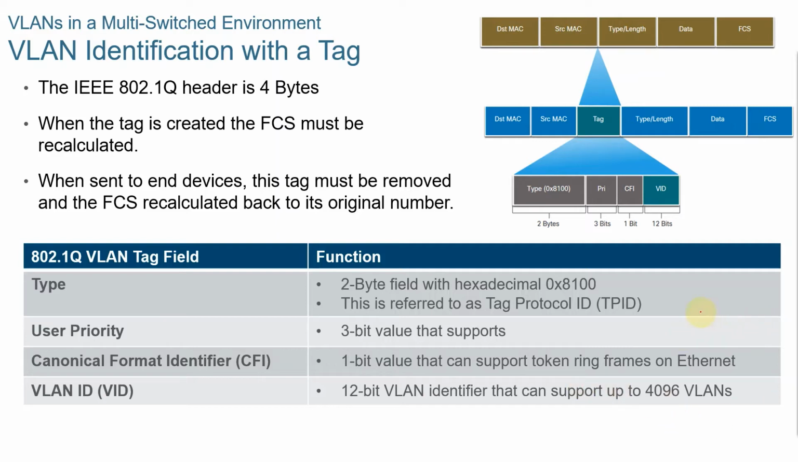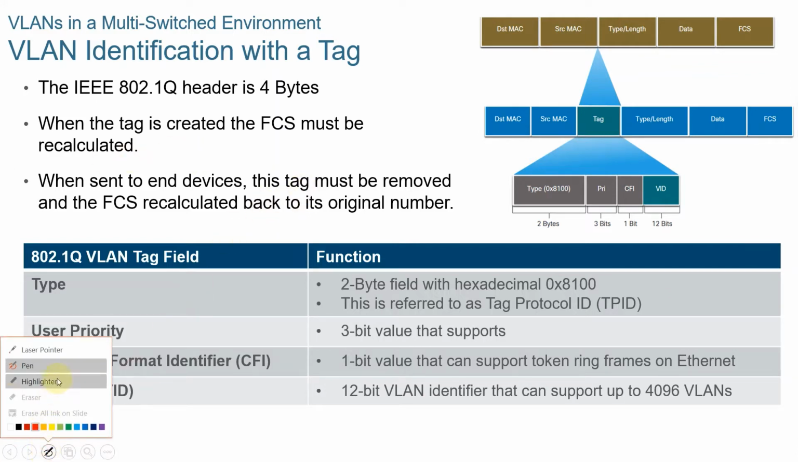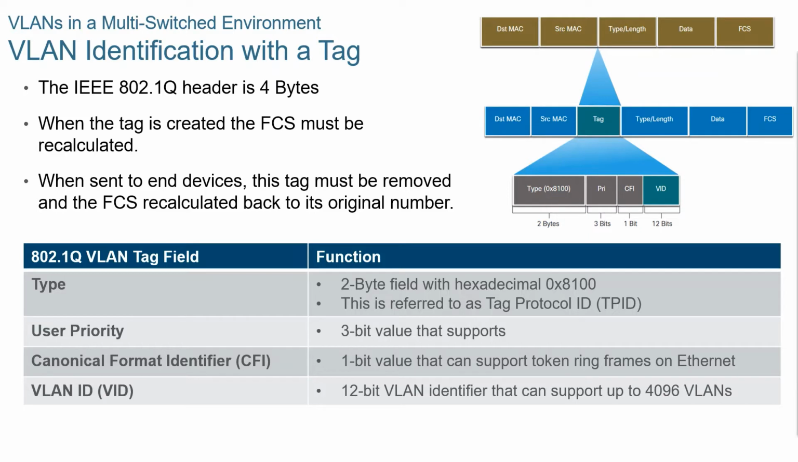Now the VLAN tag field details. As shown here in the figure, the VLAN tag control information field consists of a type field, a priority field, a canonical format identifier, or the CFI, and a VLAN ID field. Now let's go through each of the fields. Let's start with the type.